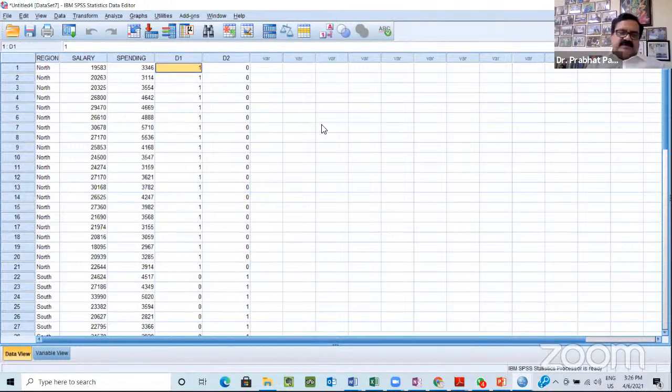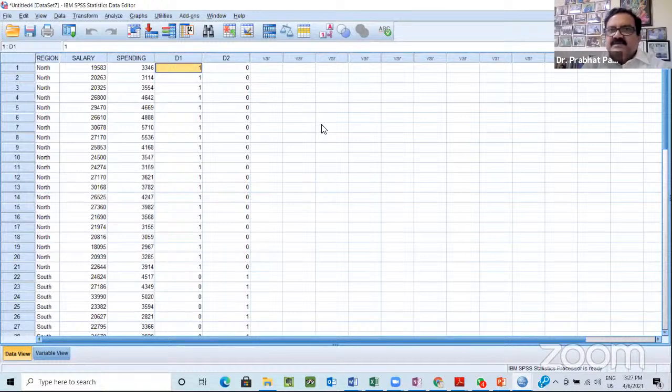Number of regions, or number of categories minus 1. Why we do minus 1 is because in your regression equation, if you keep the intercept, then the number of dummies that you create has to be number of categories minus 1. But if you create as many dummies as there are categories, if there are 3 regions and I create 3 dummies, then I have to remove the intercept from my equation. So I don't have to keep the intercept in my equation.